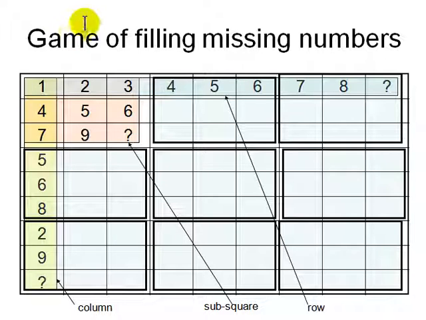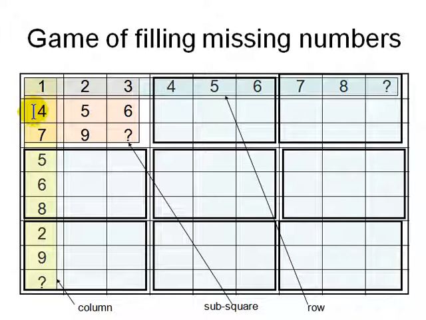So what's a puzzle? You have a grid of 9 columns and 9 rows, and it's divided into blocks of 9 boxes each, 3 by 3. And these are the columns 1 to 9, and the rows 1 to 9. And some of them are blanks, some of them contain numbers.